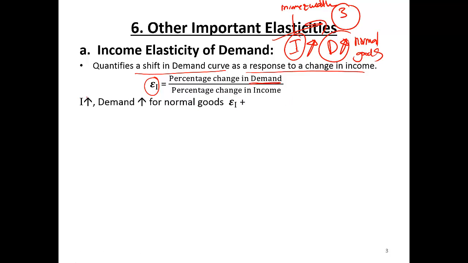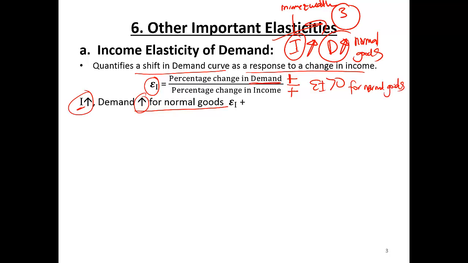So income goes up, demand for normal goods goes up. Income goes up, it's a positive percentage change. Then for normal goods, demand is increasing, that's a positive change, positive divided by positive. Income elasticity of demand will be positive for normal goods.